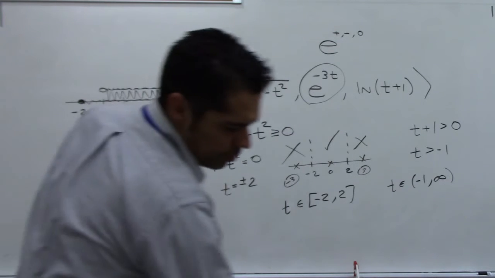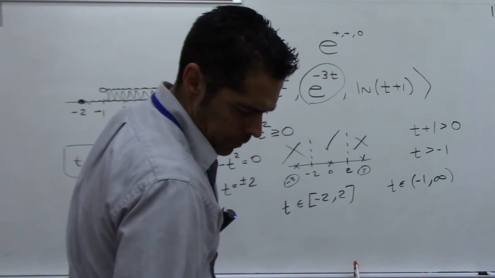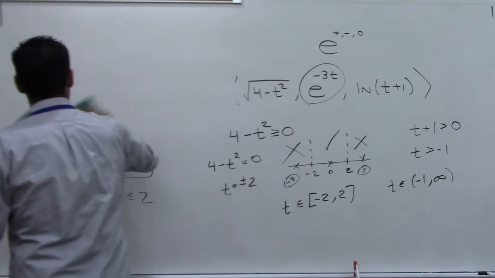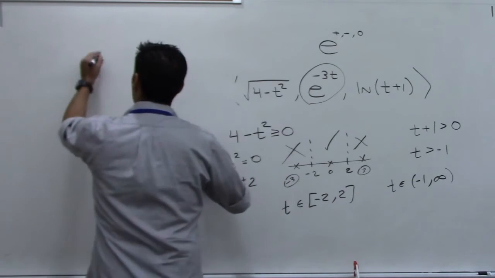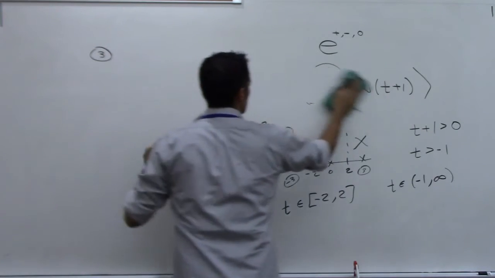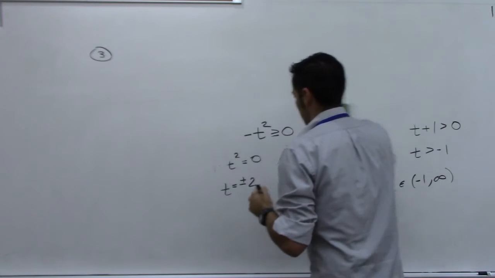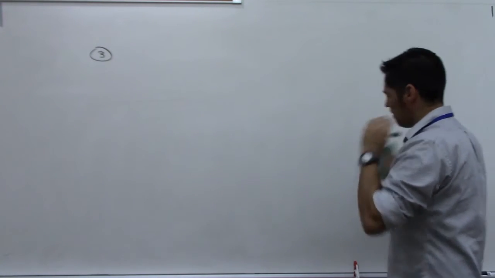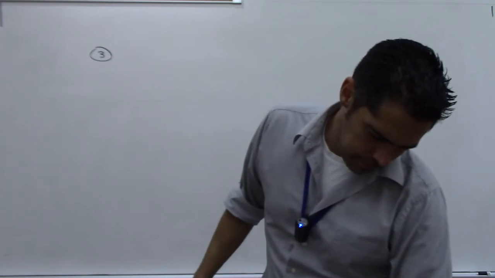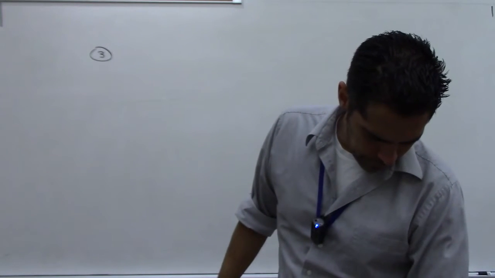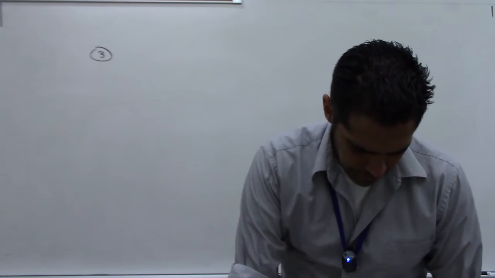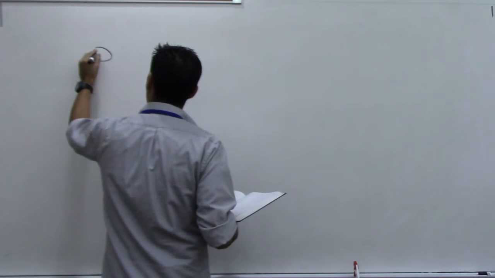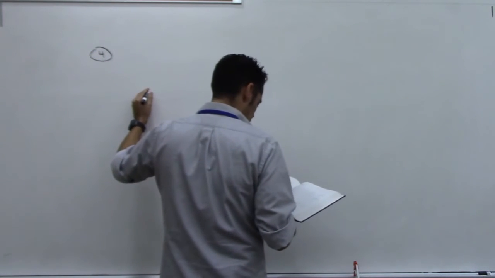Okay, I'll let you do number 2 yourself. Number 3, we're going to find a limit. The limit is t goes to 0. You know what? Let me do 4. 4 looks more interesting.